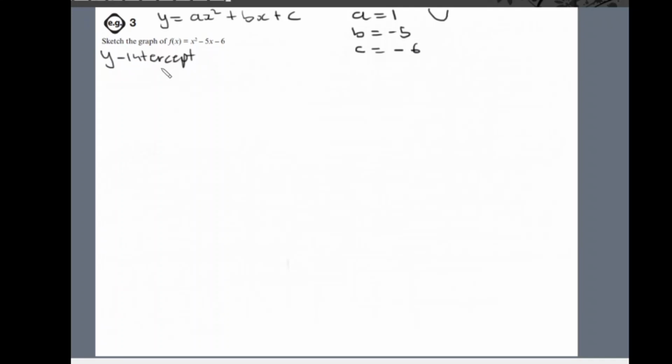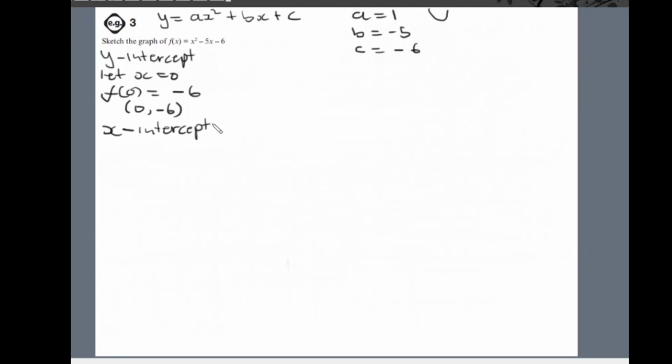For the y-intercept, we let x be 0 and substitute in our function. So we'll have f of 0 equals minus 6. So the point of the y-intercept is (0, minus 6), right? And then we have to calculate the x-intercept.